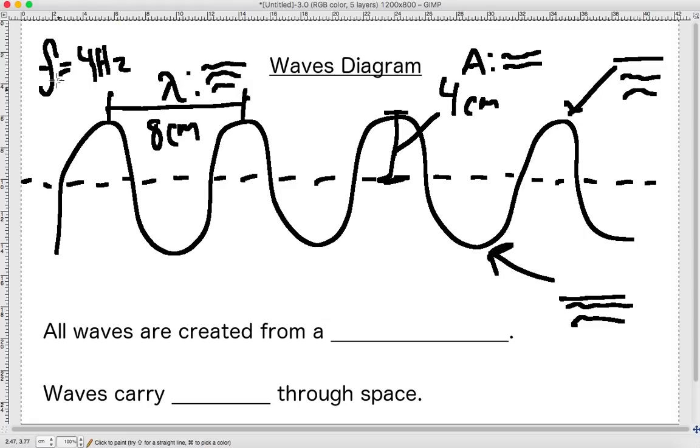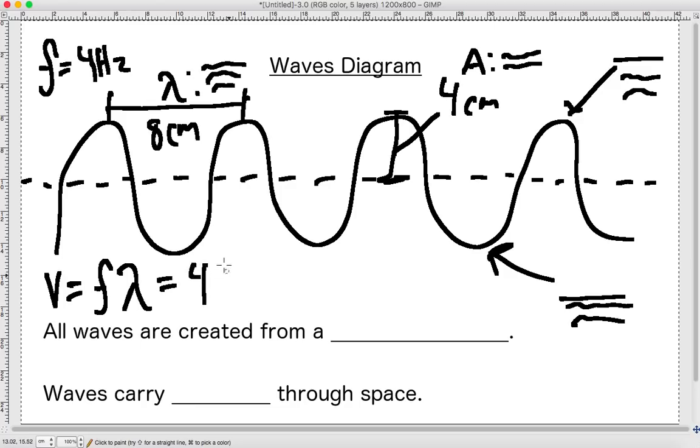So there is a relationship between frequency, wavelength, and speed. We saw this last week. Speed is equal to frequency times wavelength. So that means that the speed of our wave is going to be equal to 4 hertz times 8 centimeters. Now you can convert this to meters if you wanted, or we can just put our speed in centimeters per second. So let's plug our numbers in to get our speed.